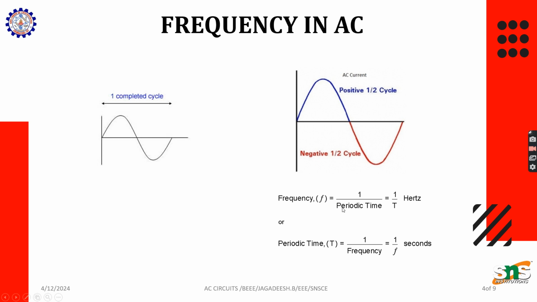The frequency of the line can be calculated by 1 by the periodic time. That means frequency f is equal to 1 by T. The unit of frequency is hertz. So we can find the frequency or the time period with the help of this relation: either periodic time is equal to 1 by frequency, or frequency is equal to 1 by time. With this, we can calculate the frequency in an AC source. In India, 50 hertz frequency is used, whereas abroad, 60 hertz frequencies are used.